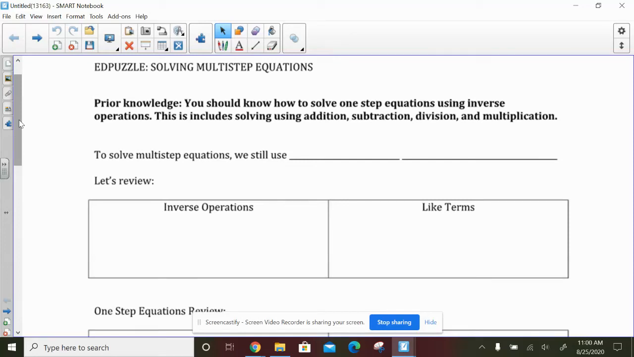All right, so for this unit, we're going to be talking about solving equations, and we'll be doing all sorts of different equations. For the first day, we're just talking about solving multi-step linear equations. Okay, so to do that, to solve a multi-step equation, we will use inverse operations.